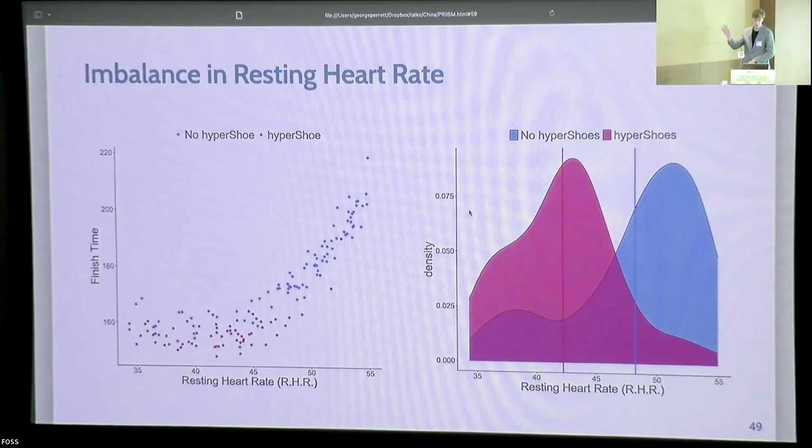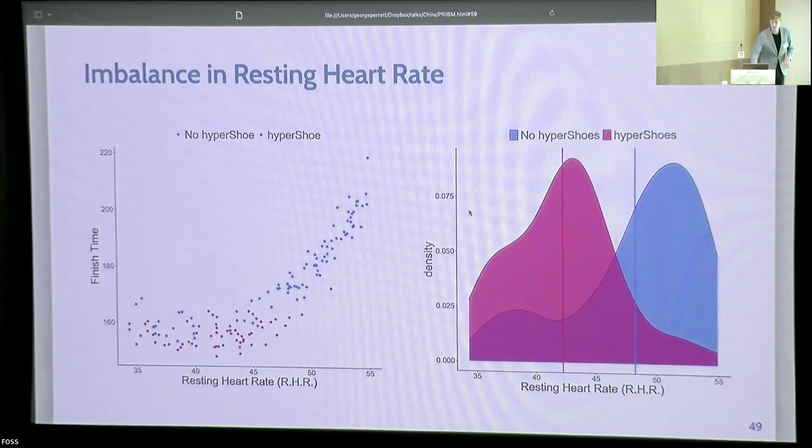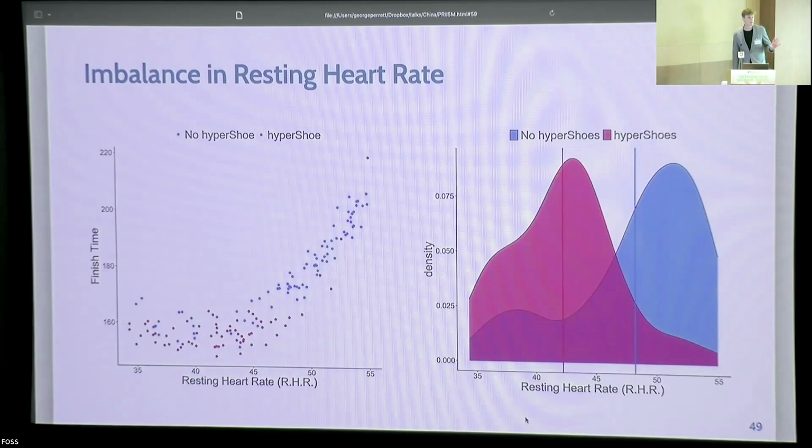And so in this example, we see that runners that have lower resting heart rate are much more likely to wear the hypershoes, and runners that have a higher resting heart rate are much more likely to not wear the hypershoes. If we look at this plot over here, we see that resting heart rate is pretty predictive of finishing time. A lower resting heart rate means you're running faster, and a higher resting heart rate means you're running slower. That is because resting heart rate is a measure of cardiovascular strength, basically how strong your heart is, and people with stronger hearts are going to be running faster.